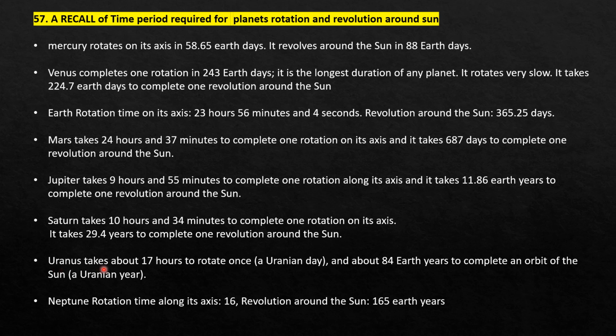Let us take Uranus. Uranus takes about 17 hours to rotate once and about 84 Earth years to complete an orbit of the Sun. Neptune's rotation on its axis is 16 hours. Revolution around the Sun is 165 years. You can see these four planets are the gaseous planets and these four are a little bit harder planets. So the gaseous planets take less time for rotation on their own axis, while the others take a longer time.